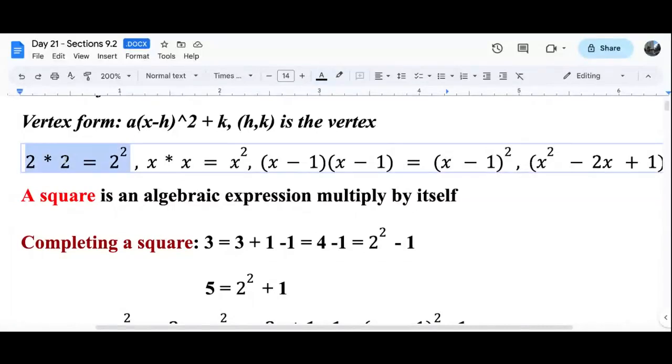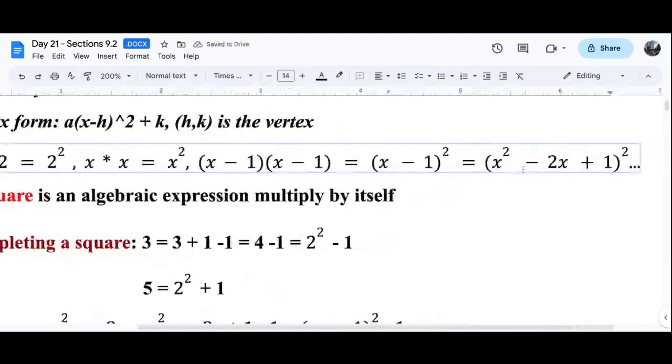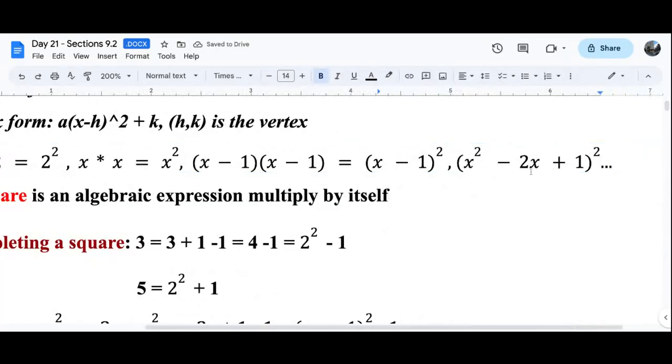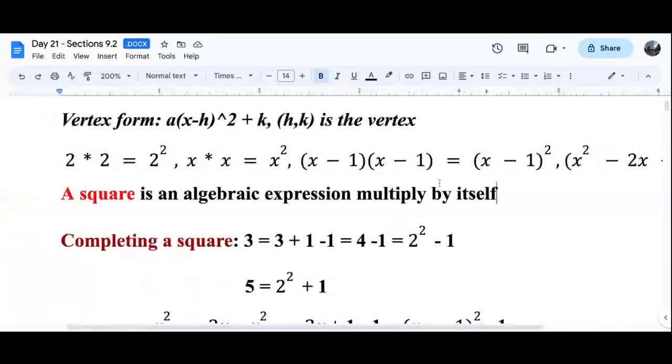So let's just review some basics, right? 2 times 2 equals 2 squared. So 2 times 2 we write as shorthand, 2 raised to 2. X times x, that's x squared. X minus 1 times x minus 1, that's x minus 1 squared. X minus 1 squared is just x squared minus 2x plus 1. Another example, we could have x squared minus 2x plus 1 squared. So we understand the square. A square is an algebraic expression multiplied by itself, right?